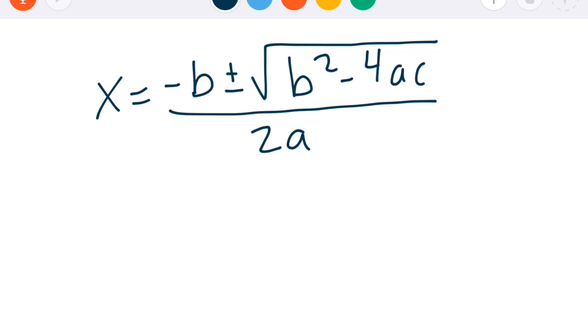X equals negative b plus or minus the square root of b squared minus 4ac divided by 2a. One more time. X equals negative b plus or minus the square root of b squared minus 4ac divided by 2a.